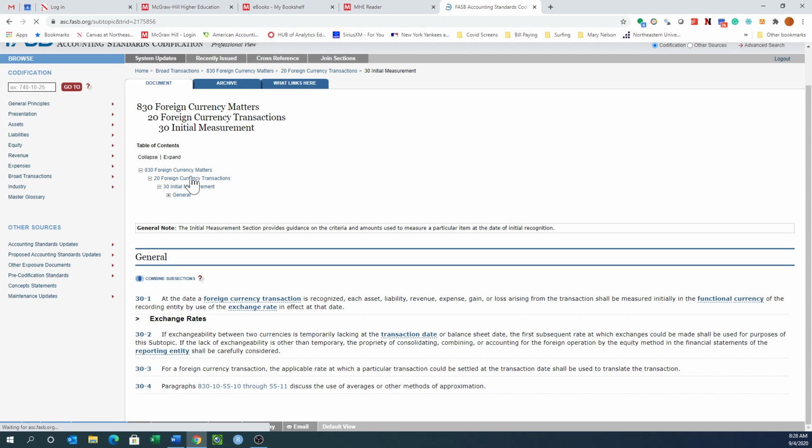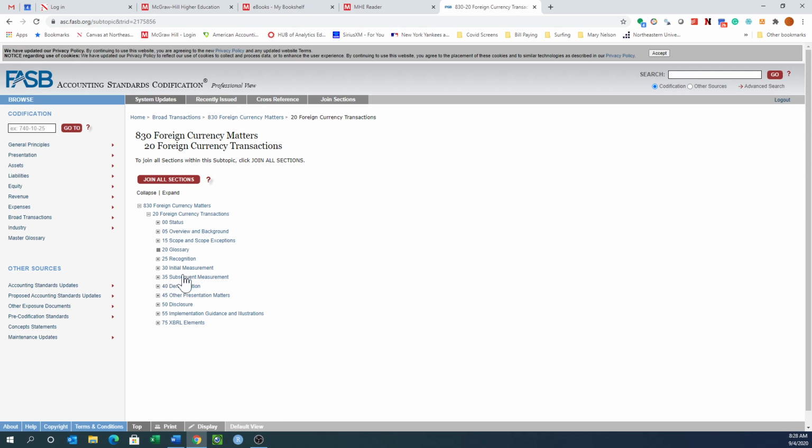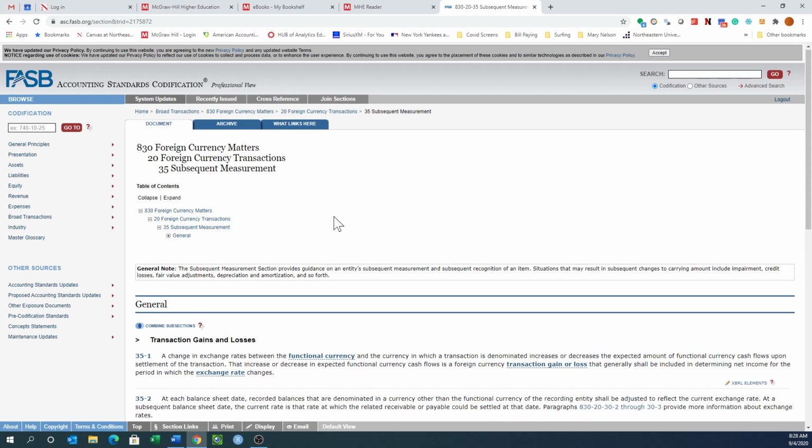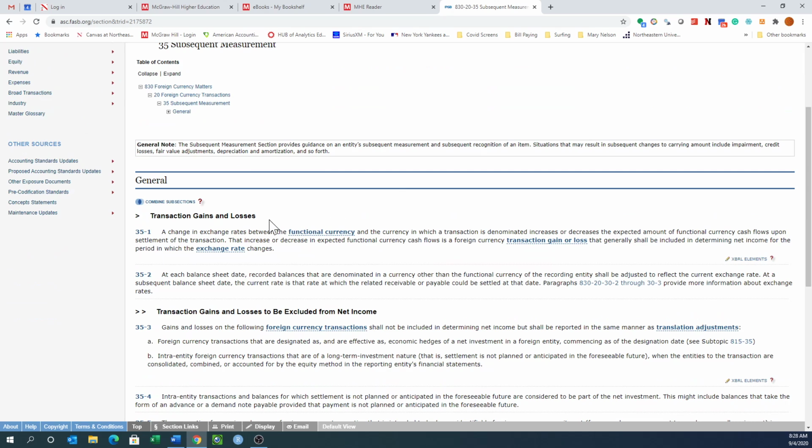Let's go back to foreign currency transactions. Let's see what happens in subsequent measurements. So what happens in subsequent measurements, right, is if between the time I do the transaction and the time that I am putting together my balance sheet, any kind of change in the exchange rates has to be included in net income for the period where the exchange rate changes, right?